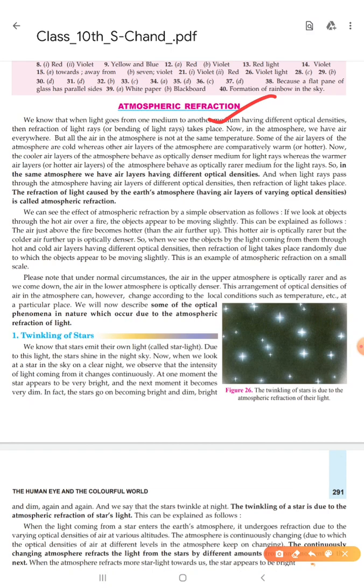Very simple. What is atmospheric refraction? The refraction of light caused by the earth's atmosphere. That is called atmospheric refraction. And we have some examples of atmospheric refraction. So we should know, the first example is twinkling of stars. We know that stars emit their own light, due to which we see stars.